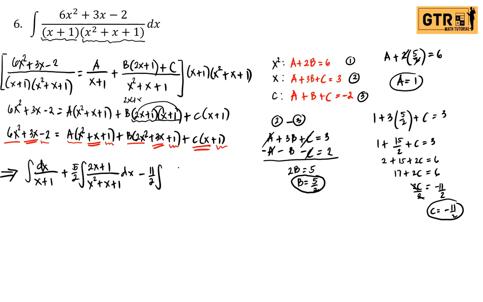integral of dx over x squared plus x plus 1. For the first two integrals, we're going to use the integral of du over u, which is equal to ln of u plus c. And then for the third part, we will use the integral of du over u squared plus a squared. So first we need to complete the square: x squared plus x plus what should be the number to make it a perfect square trinomial.